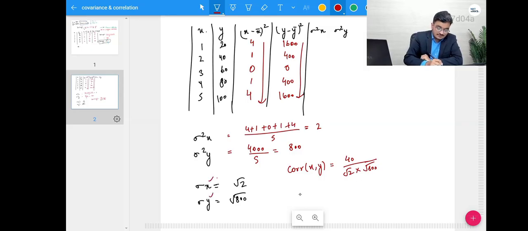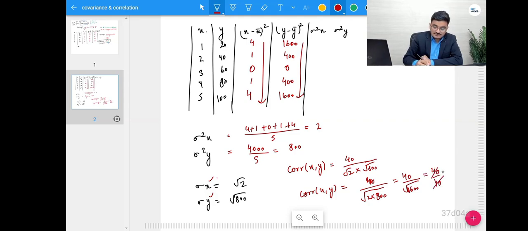So what we can do is club these two under roots, right? We can do this, which will give us 40 divided by under root of 1600, right? And this will be 40 divided by 40, which will give us 1.